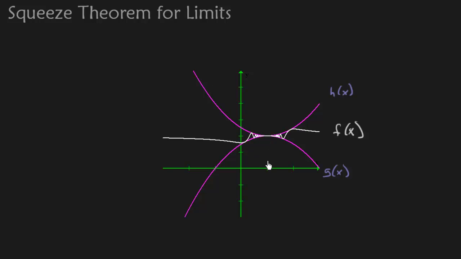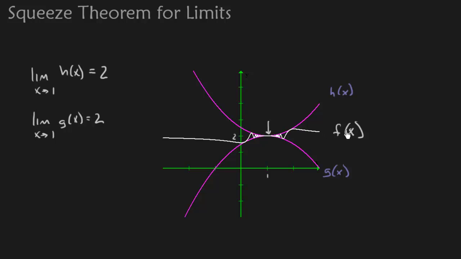We have this x value right here, which is 1, and h of x and g of x meet at 1. Right? When x equals 1, they meet, and that looks like a y value of 2. So you have the limit of h of x as x approaches 1 is 2, and you have the limit of g of x as x approaches 1, also 2.